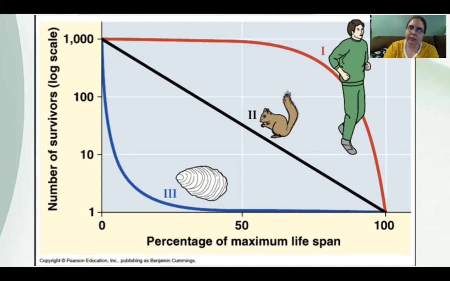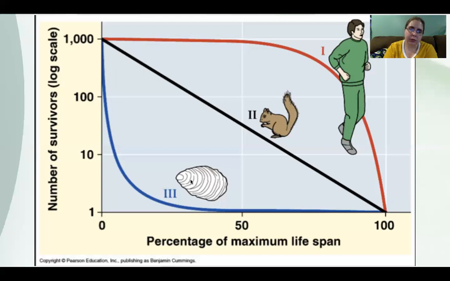So type 1, an example of that would be humans. Most people only have like 1 or 2 children at a time. And those 2 children have a very high chance of surviving childhood and living to adulthood.